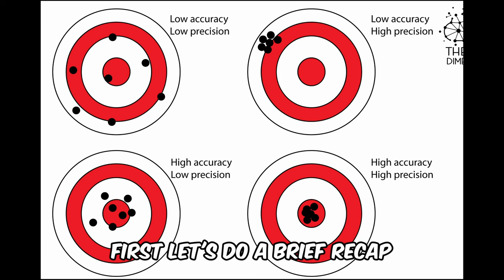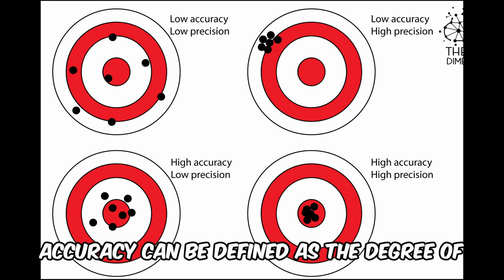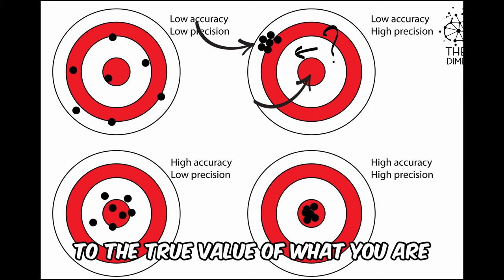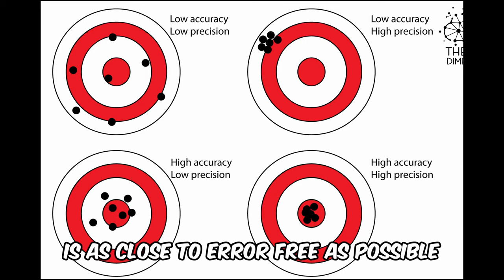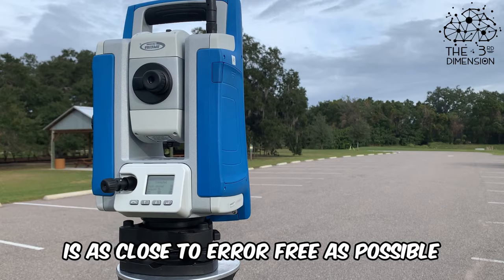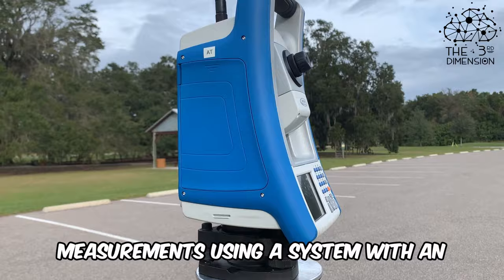First, let's do a brief recap on accuracy versus precision. Accuracy can be defined as the degree of closeness of the value of a measurement to the true value of what you are attempting to measure. But since we can never know the absolute true value of anything we are trying to measure, we can instead use a value that is as close to error-free as possible. Typically, this is done by taking measurements using a system with an inherently higher accuracy than the one being tested.